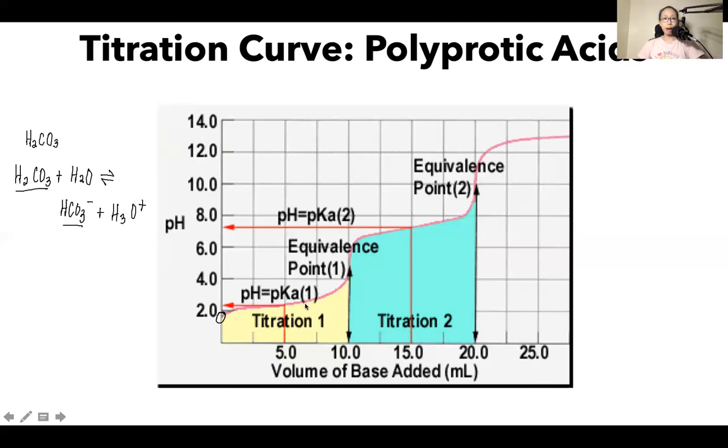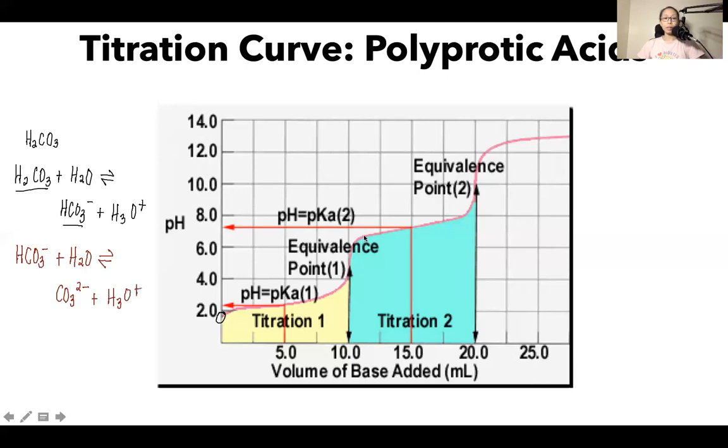As we continue to add the base, the titrant, more of the H2CO3 is being neutralized into bicarbonate until we reach the equivalence point. At the equivalence point, all of your carbonic acid is converted to bicarbonate. And now, as we add more base, we go to the second dissociation reaction. The second dissociation reaction involves bicarbonate reacting with water, forming carbonate plus hydronium ions.